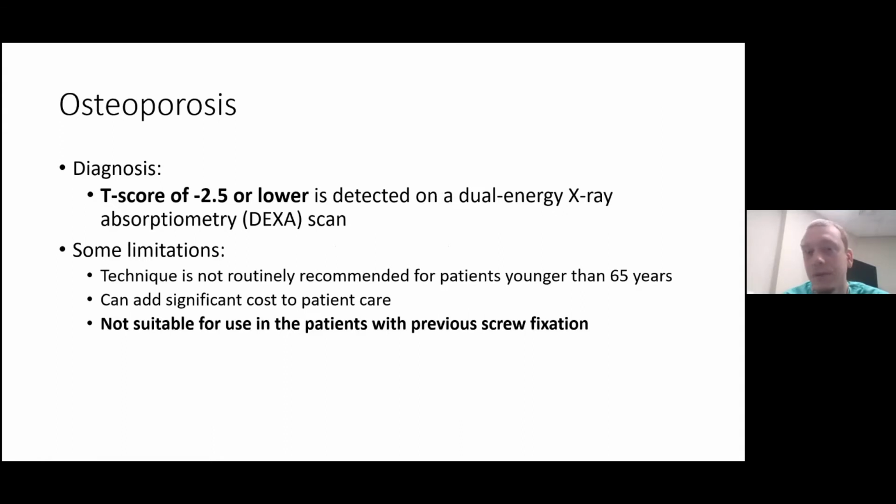How do we diagnose osteoporosis? We usually obtain a DEXA scan with a T-score of -2.5 or lower. There are some important limitations to using a DEXA scan. For example, it is not used for patients under the age of 65. It can add significant cost to patient care, and is not recommended in patients that have previous screw fixation.